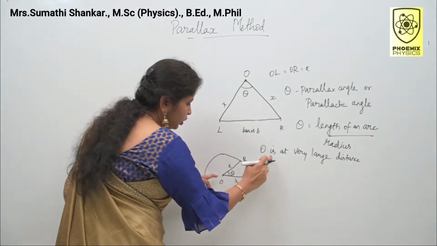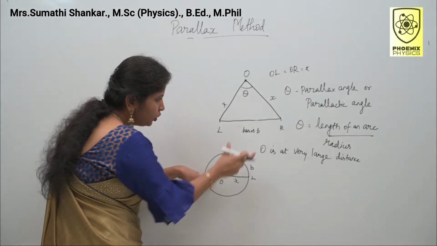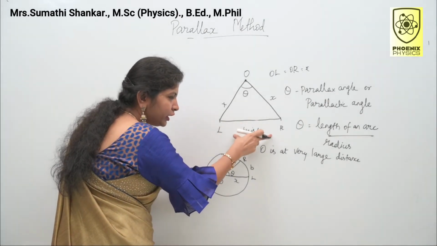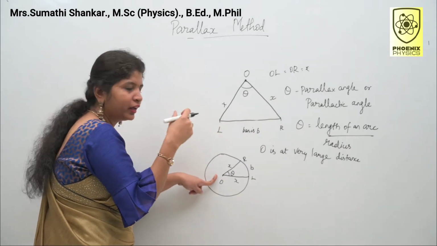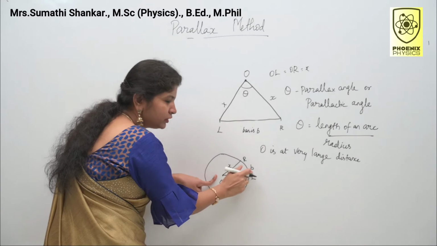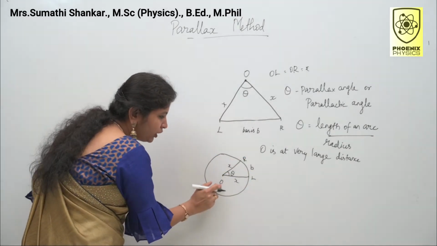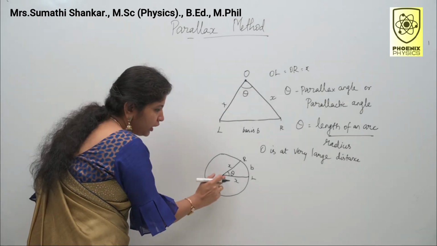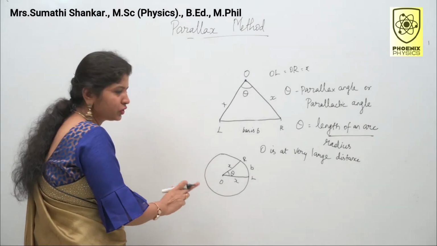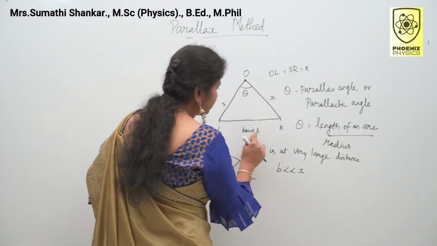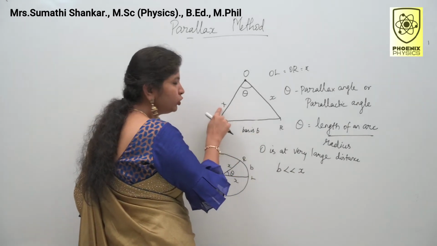That is, I am considering O to be at a very large distance. So the distance between L and R is approximately taken as an arc length B of a circle with O at the center, and the distance x is the radius of the circle. Up to this clear? Now, the distance B is very small compared to x.